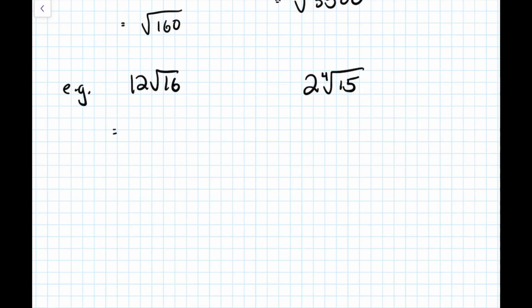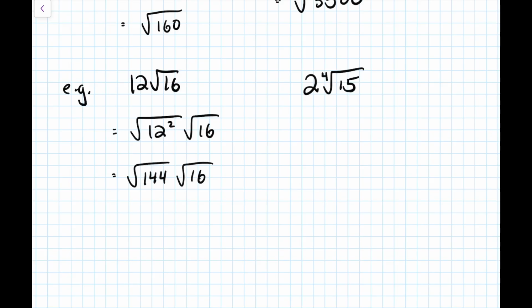All right, so for the first one, when you put that 12 on the inside, that's going to become 12 squared, and then times 16. So 12 squared is going to be 144. The 16 is just 16. And so when you multiply those, you get 2,304.